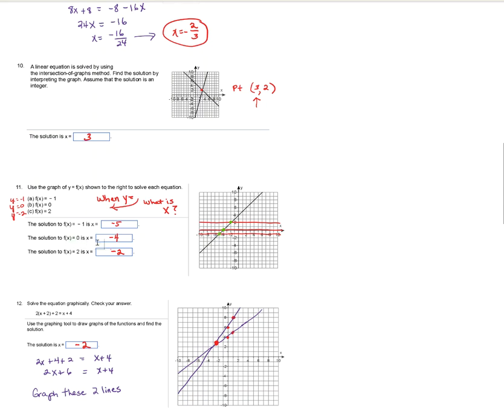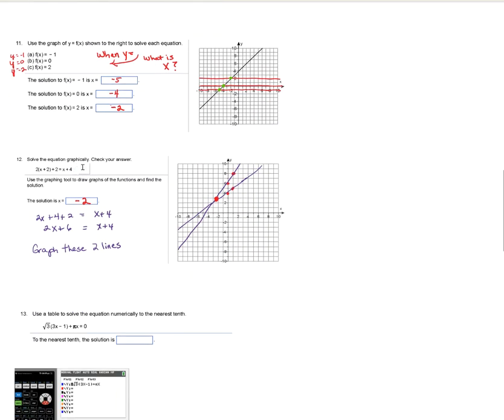For y equals 0, we're going to go right on the x-axis, and where it hits that line, there is -4. Solution to y equals 2, here's y equals 2. It hits our line at x equals -2. So you are looking at the y lines, which I drew in red, and where do they hit this line that is given?